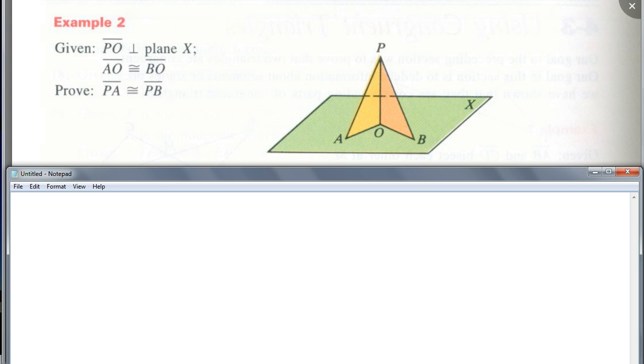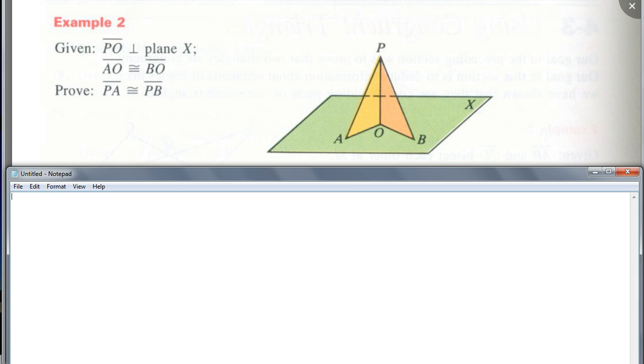Tony? By the definition of a line and plane. Yes, we said the line that's perpendicular to a plane is perpendicular everywhere, so both have to be 90 degrees, right? So those are congruent. Then next, what do you say? PO and PO are congruent because they're sharing the same side. That's obvious. So that's the second part.